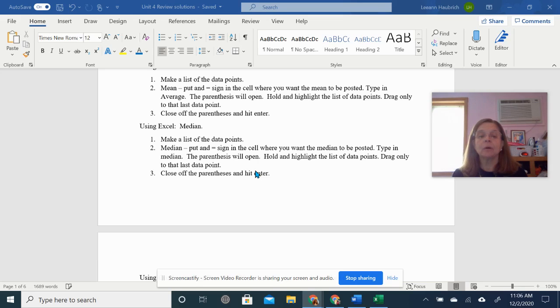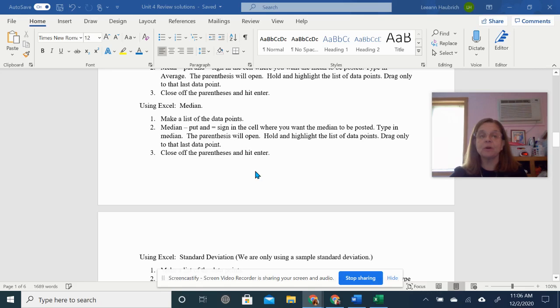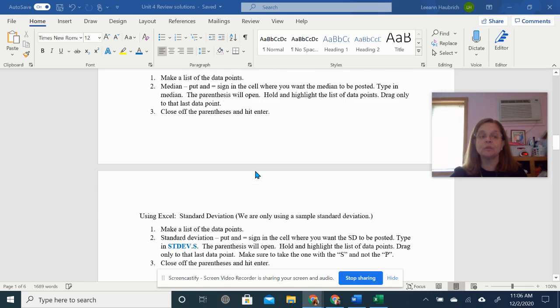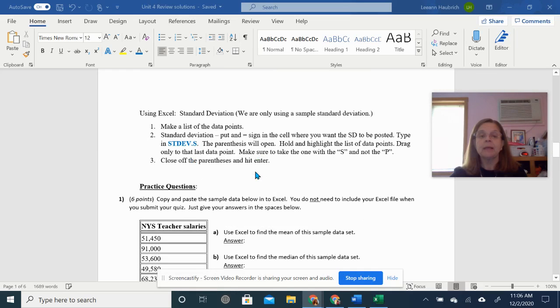and let it go. Oh, I forgot to tell you, when you're doing the median, type in median. As soon as you put MEDI, the only word you will see is median. So click on it, double click it. A set of parentheses will open. Grab from the top of your list to the bottom of your list. Close parentheses, hit enter, and you will have the median. They don't even have to be in order least to greatest. Excel will do the work for you.